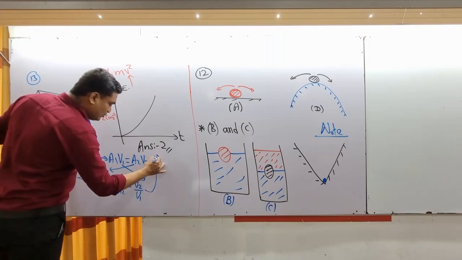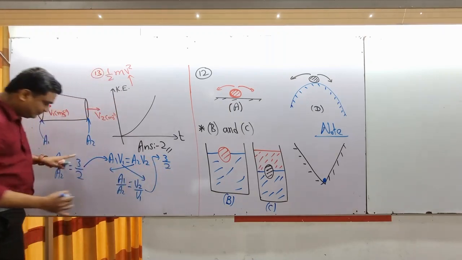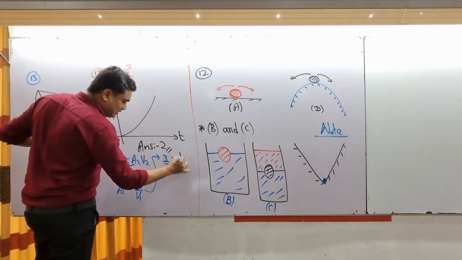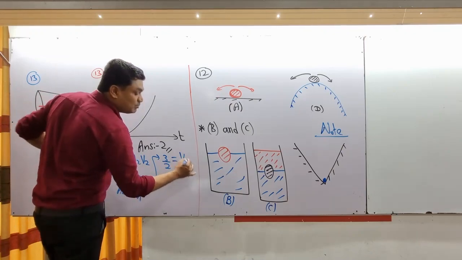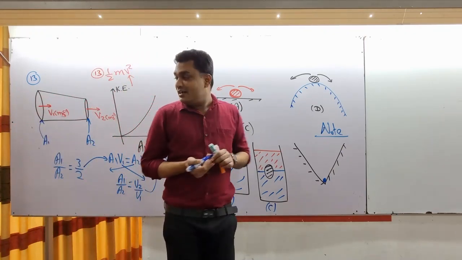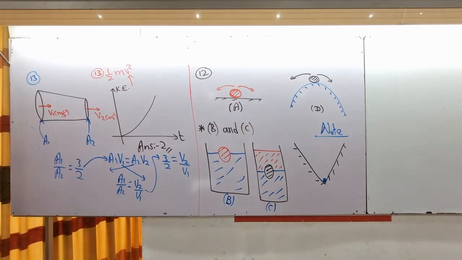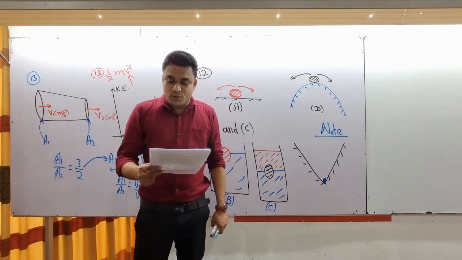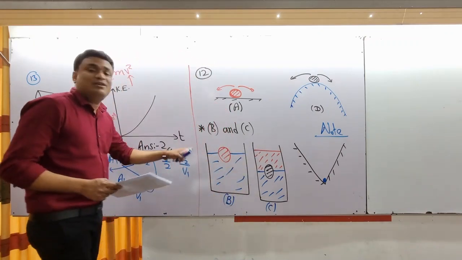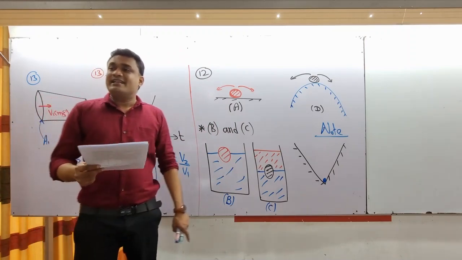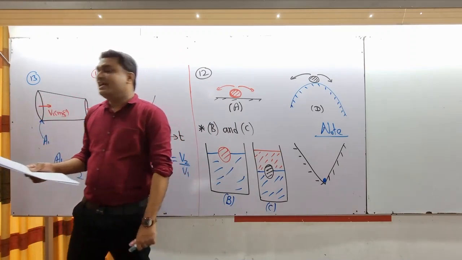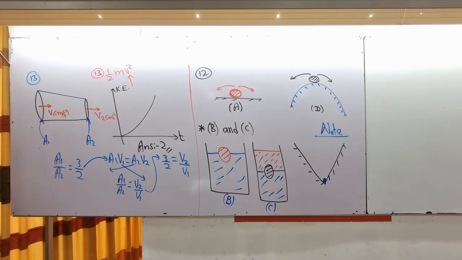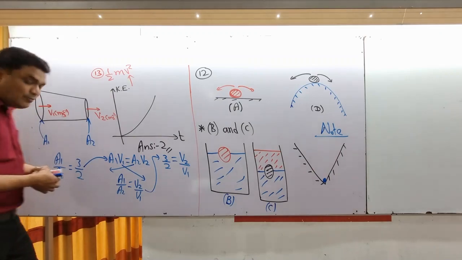A1 over A2 is 3 over 2, equals V2 over V1. That's the problem. The question does not ask that. We have to check what they ask, whether V1 over V2 or V2 over V1. The ratio of velocities of water at the entrance and the exit. Entrance means V1, exit is V2. Entrance to exit means they ask us to find V1 over V2.